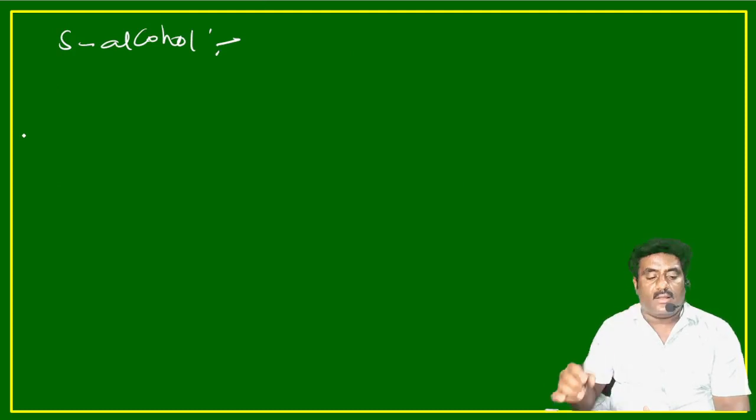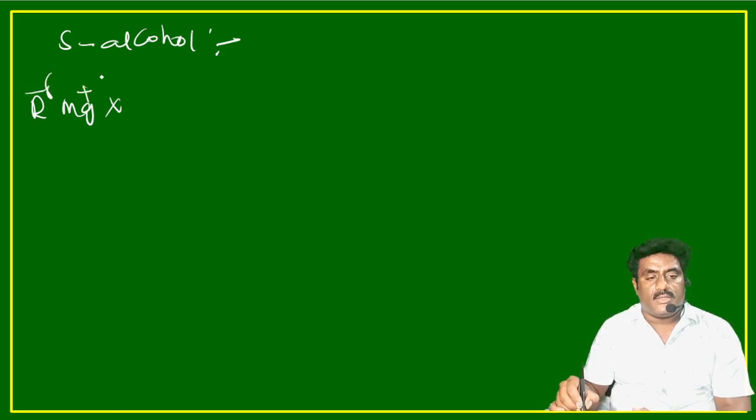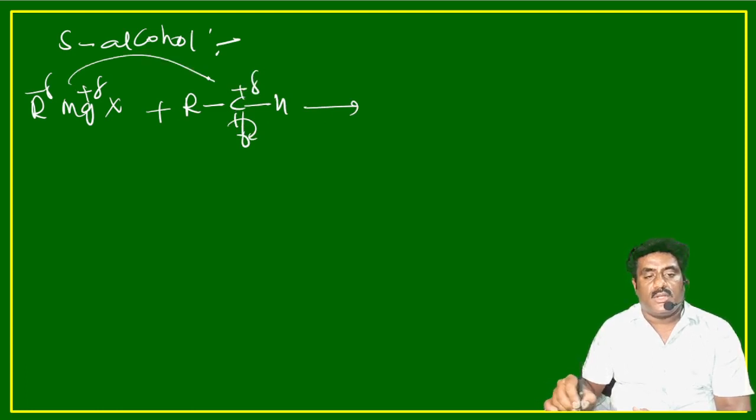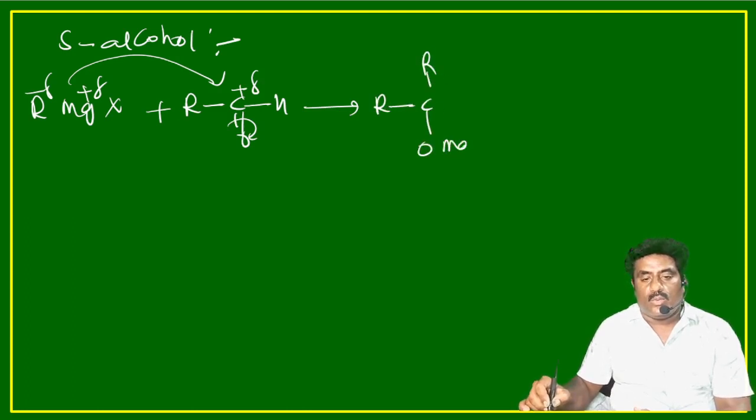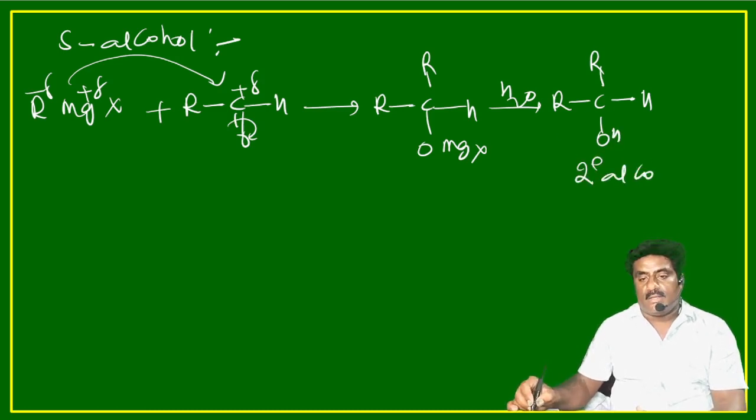Now I will look at secondary alcohol. Secondary alcohol: RMgX, alkyl magnesium halide, R minus MgX plus, is treated with an aldehyde, RC double bond O H. It is an aldehyde. What happened? The pi bond is shifted. The positive charge here attacks the negative charge. It forms R CH R, here OMgX, and with H2O it forms R2CHOH. It is a secondary alcohol.